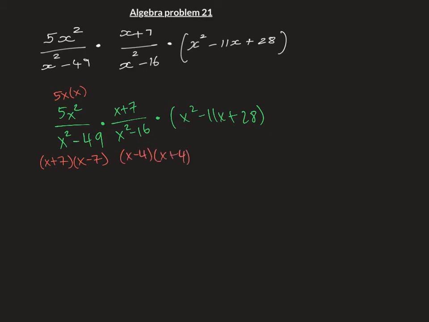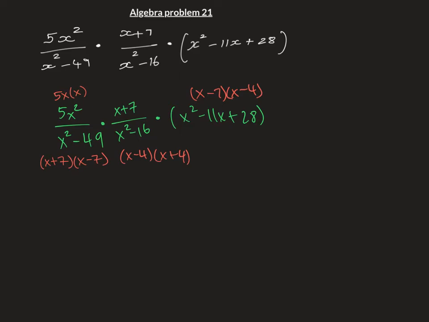And finally, x squared minus 11x plus 28. Can this be factored? Yes, it can. This will break down into x minus 7 times x minus 4, because x squared minus 7x minus 4x plus 28 is x squared minus 11x plus 28. So x minus 7 times x minus 4.